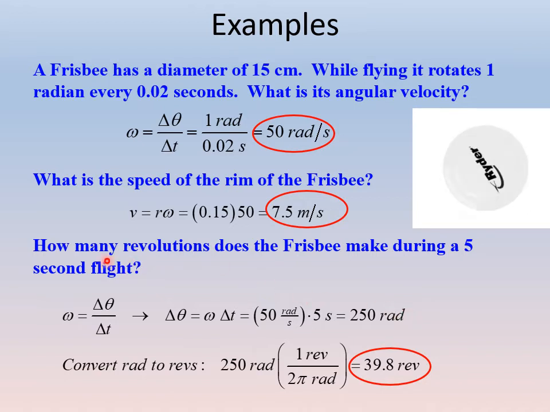Now, we're asked to figure out how many revolutions that is. Well, what we have to do basically is convert the radians to revolutions. So we multiply 250 radians by this conversion factor. Remember that 1 revolution is equal to 2 pi radians, just like it's equal to 360 degrees, but there are 2 pi radians in a full circle. So we have 250 divided by 2 pi, and that turns out to be 39.8, so about 40 revolutions.